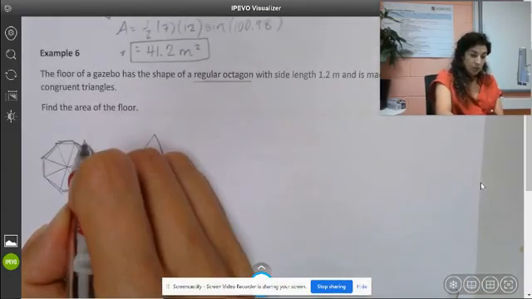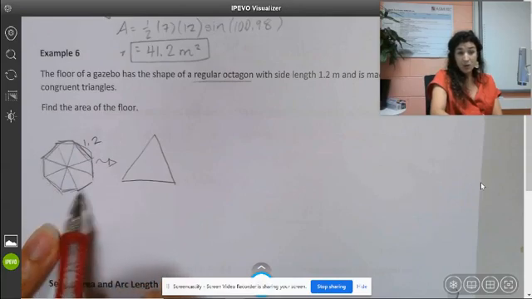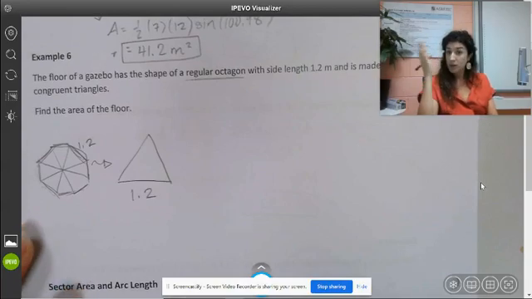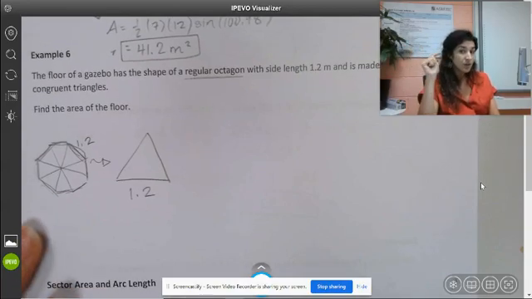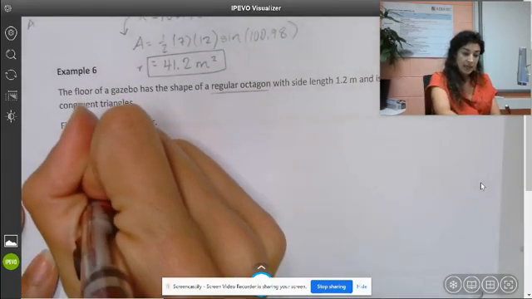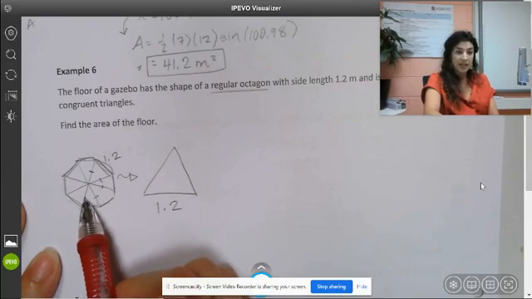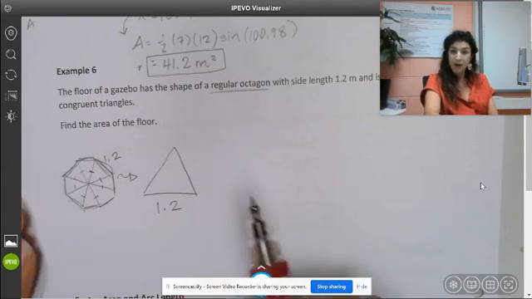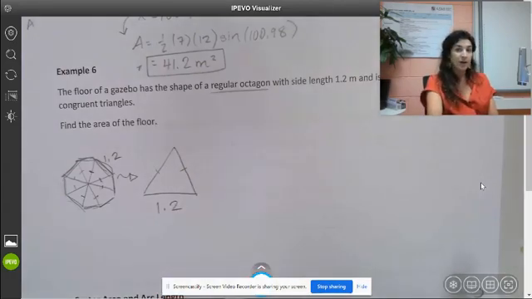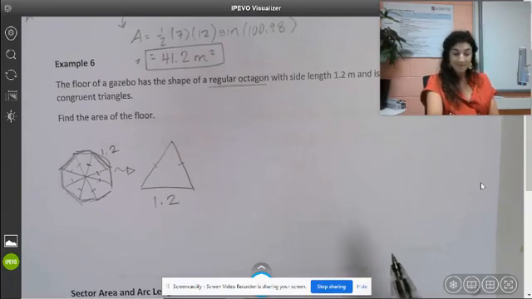It says that it has a side length of 1.2, which means that one side length is 1.2. It means that all of those side lengths are 1.2. So I know that the base of this triangle is a length of 1.2. I also know that all of these triangles are isosceles triangles. That length right there is equal to that length right there, which is equal to that length, equal to that length, and so on, right? Because it's a regular polygon. So I know that these side lengths are equal, which means I know it's an isosceles triangle.